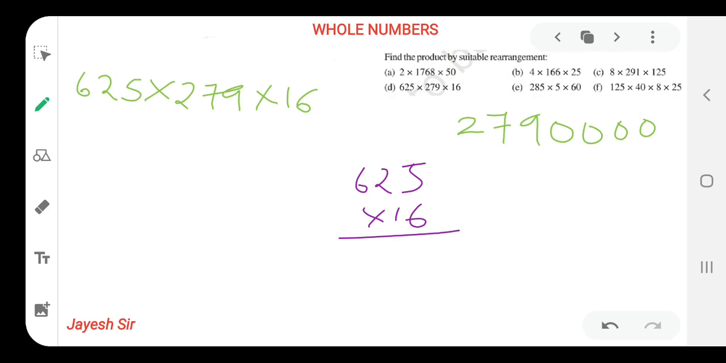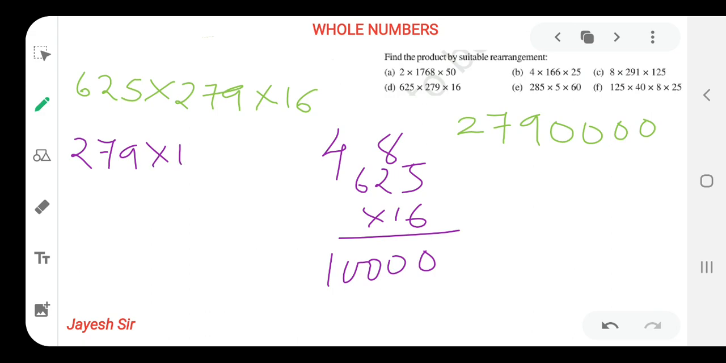As you all might be facing difficulty with multiplication with 16, so you have to solve this multiplication at home. I am doing by my method. 16 5s are 80, 8 goes for carry, 16 2s are 32, 32 plus 8 is 40, 4 goes for carry, 16 6s are 96, 96 plus 4 is 100. So this is my answer, that is 10,000.